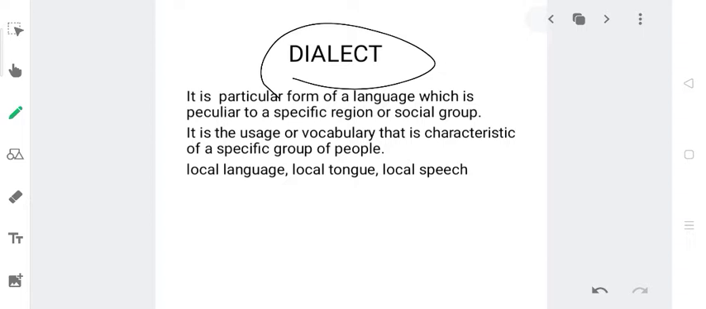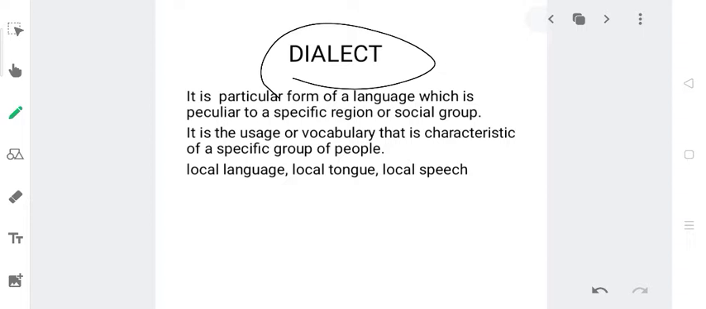It is confined to a specific region. It is, as I told you earlier, not universal. It is not a standardized form or social group. It is confined to a social group or to a particular region or to a particular area. It is the usage of vocabulary that is characteristic of a specific group of people.